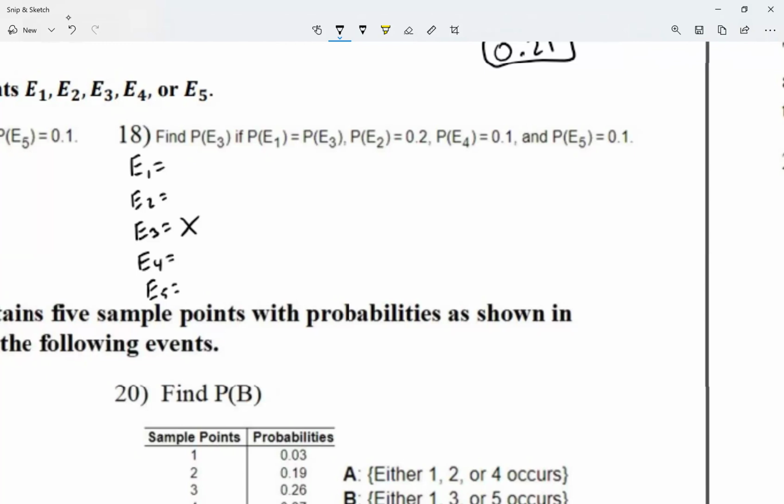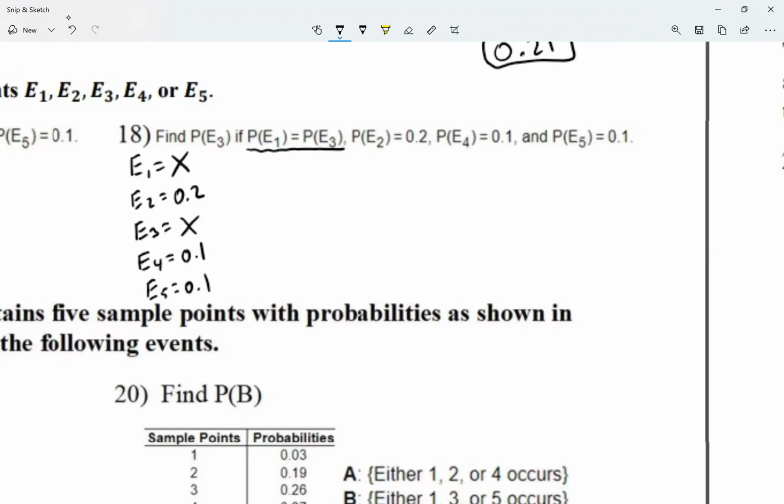If the probability of E1 is equal to the probability of E3. Okay, so that's important. I don't know what E3 is, so I don't know what the probability of E1 is. However, they're equal, so I'm going to call it X as well. I'm going to use the same letter because they're equal. The probability that I get E2 is 0.2. The probability that I get E4 is 0.1. The probability that I get E5 is 0.1.